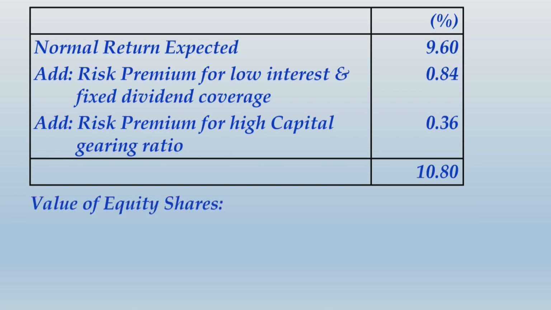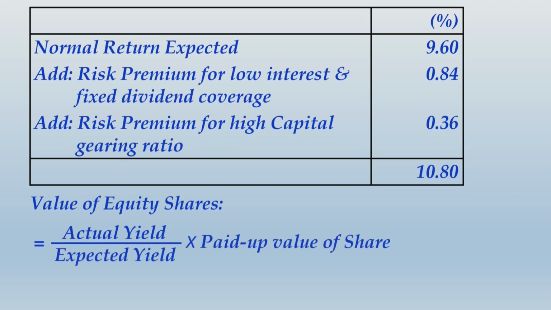Now value of equity shares will be actual yield divided by expected yield multiplied by paid up value of the share, and that comes to 4.39 divided by 10.80 into 100, and that is 40.65. So the value of each equity share will be rupees 40.65. Let me explain you this last part once again.